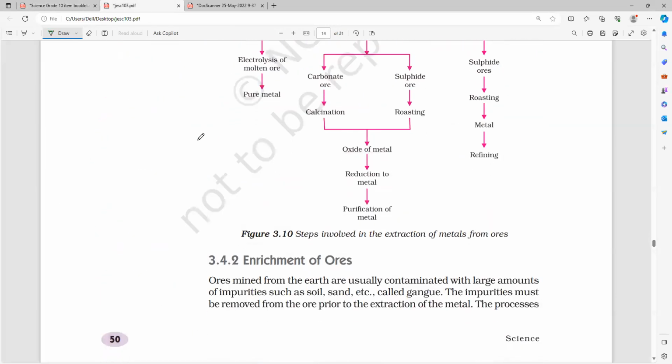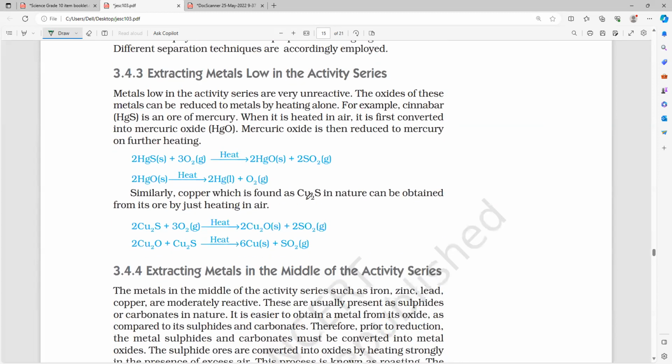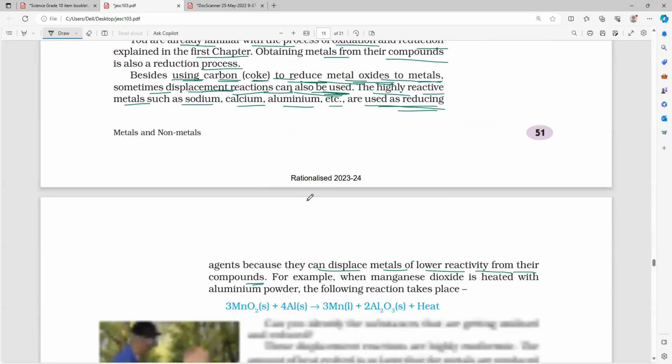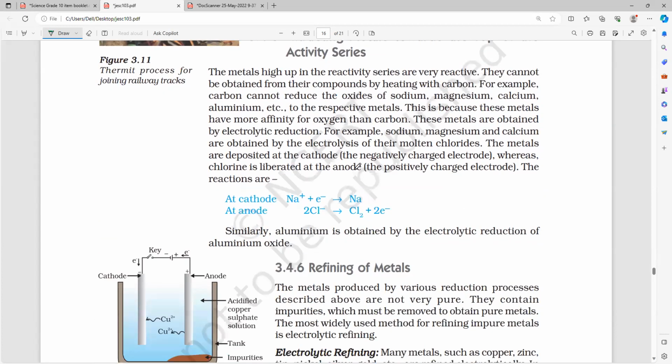Where is electrolysis an example, Hari? Extraction of lower activity metals, extraction of middle, extraction of high. So what is the extraction towards the top? What is the byproduct? Everybody? What is the byproduct? Chlorine.